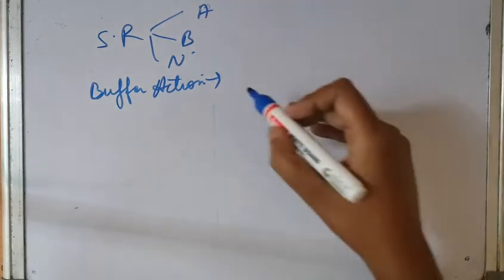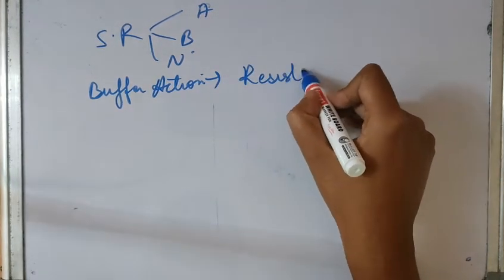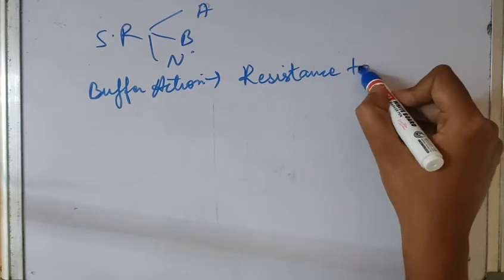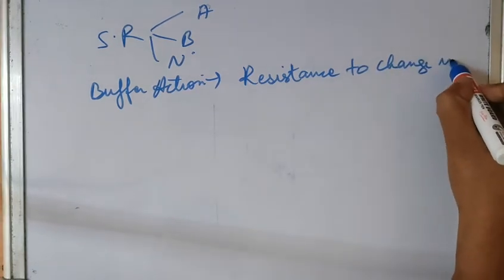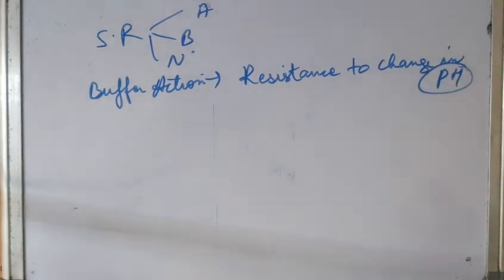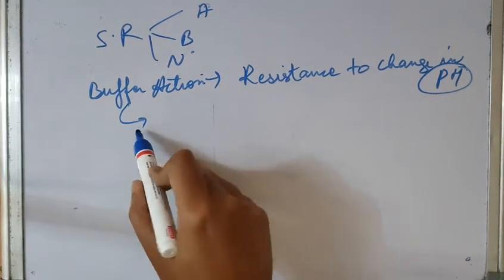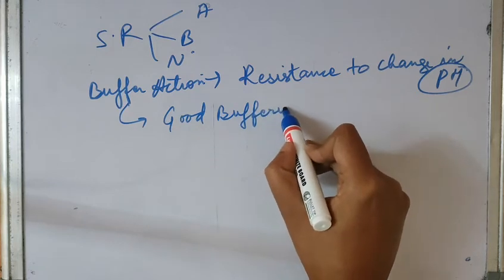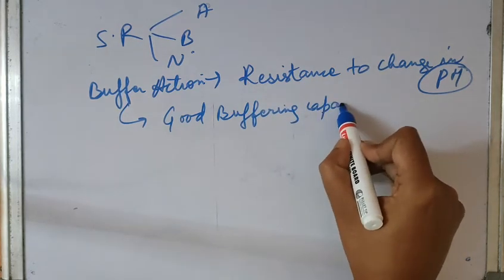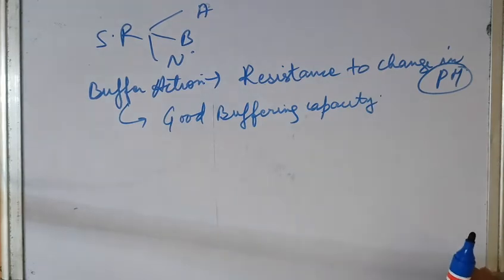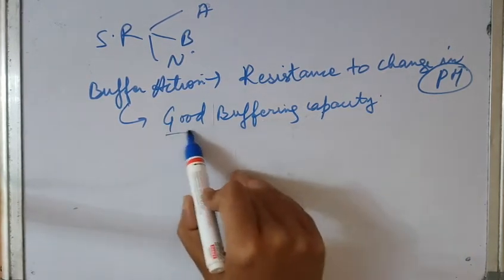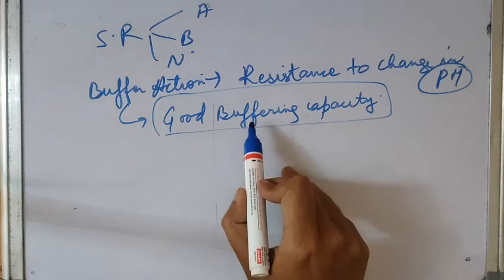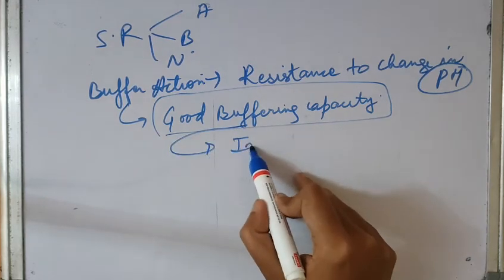It is resistance to change in pH. How does soil prevent itself from changing pH? How does soil stop the change in pH? Soil has a good buffering capacity. And this ability of soil, good buffering capacity, is important in agriculture.